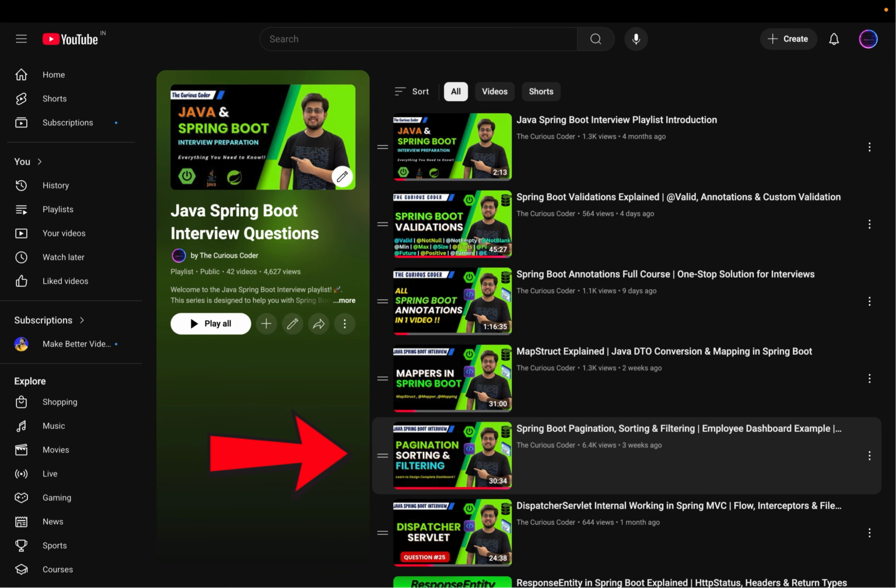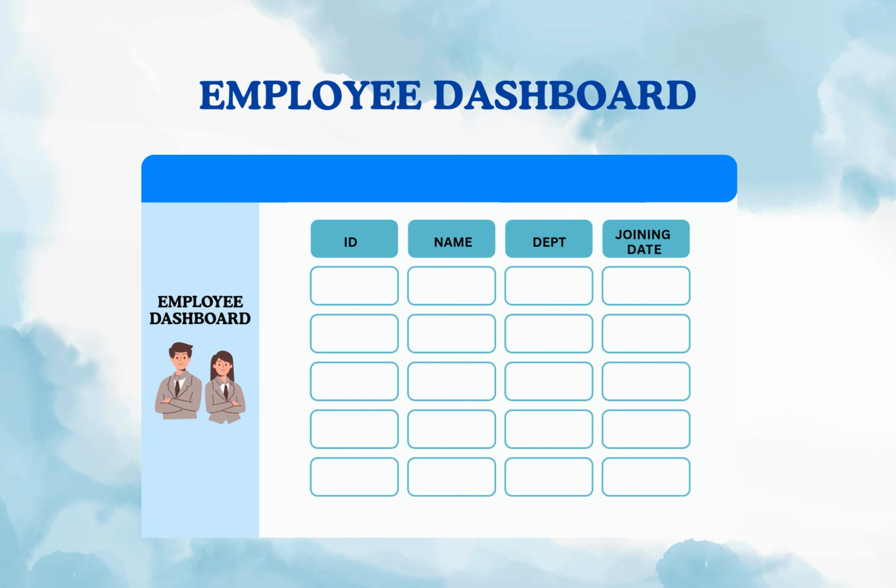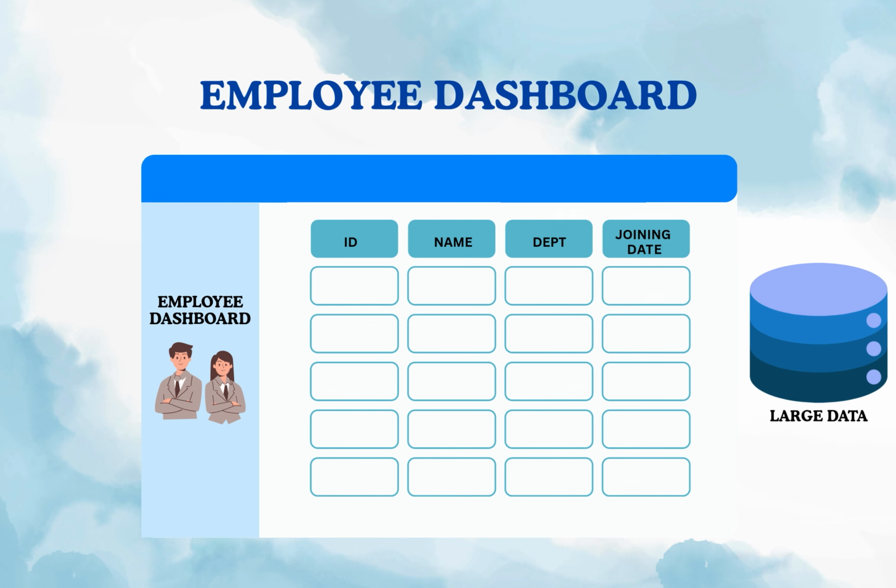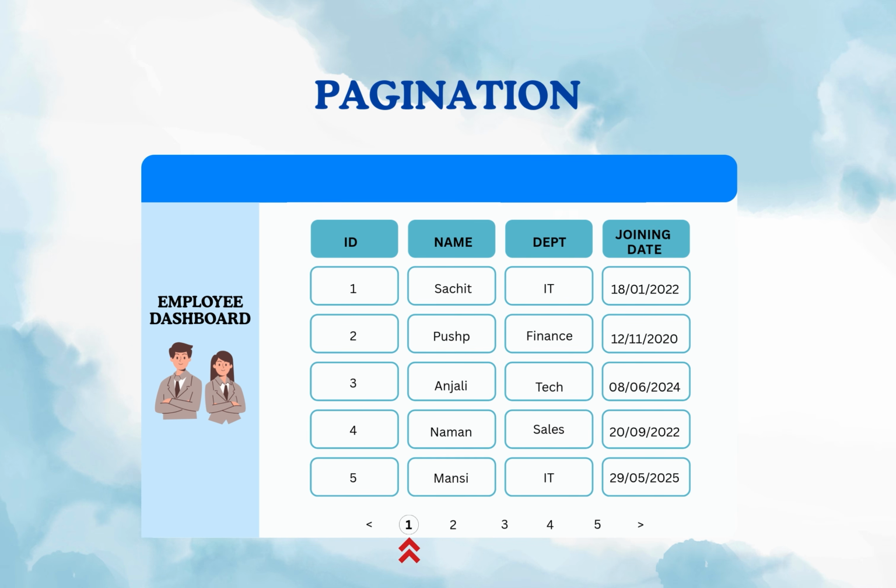A few weeks ago, I made a video on pagination, sorting and filtering. There we built an employee dashboard step by step using just a single API. We started with the most basic functionality of fetching all the employees, but there was a limitation to it because we couldn't show such large data on the screen at once. So we added a pagination logic to it.